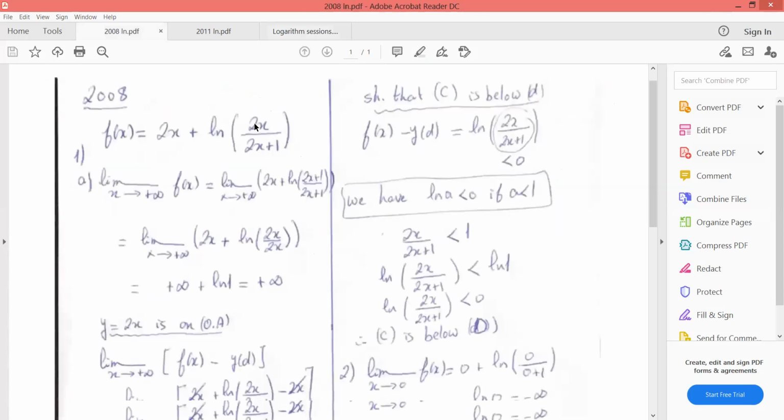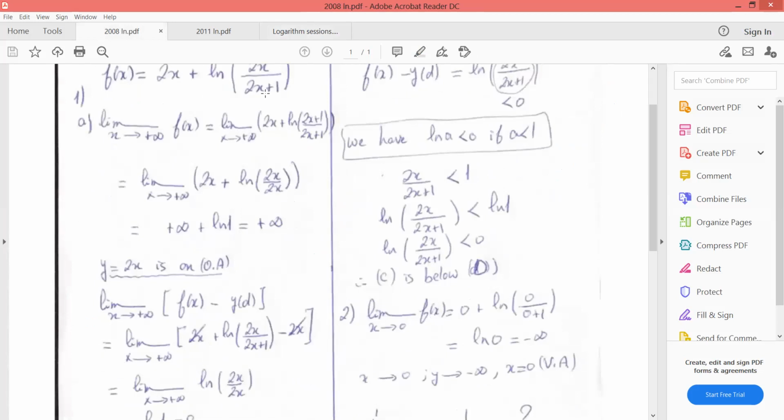So I have to do the following, as Vanna said. The limit of f(x) as x tends to plus infinity: I take highest degree over highest degree, 2x over 2x. We see plus infinity plus ln 1 equals plus infinity. Any questions for the first step? No. Right. Then what are we going to prove?